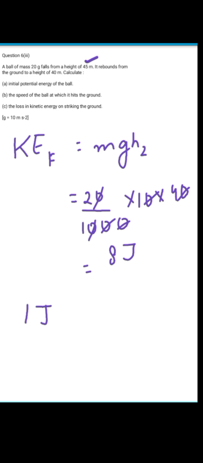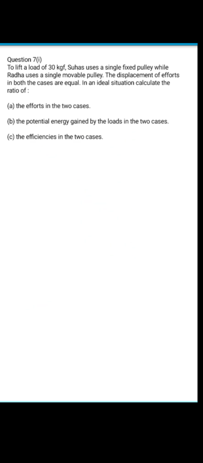So a very easy question, isn't it? You can easily get 3 marks for solving this question. So if your concepts are clear, your idea about conservation of energy is very clear, these questions are going to be very easy for you to solve. Let's move on to the next one.